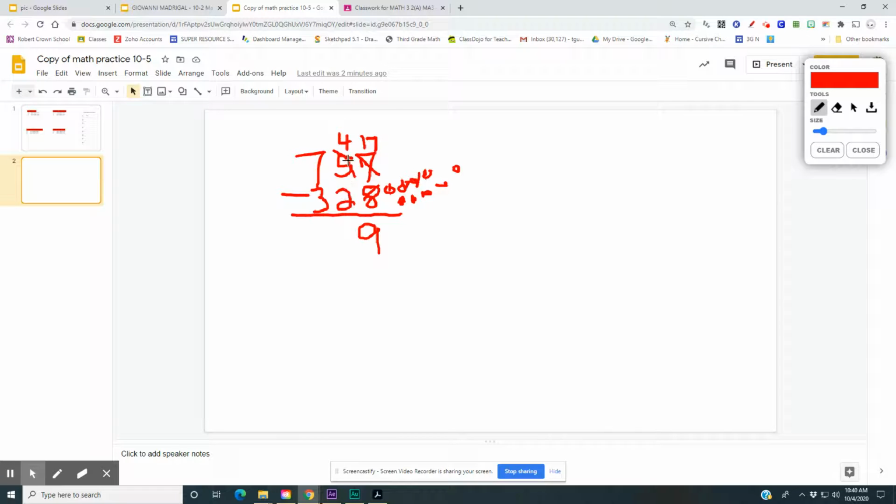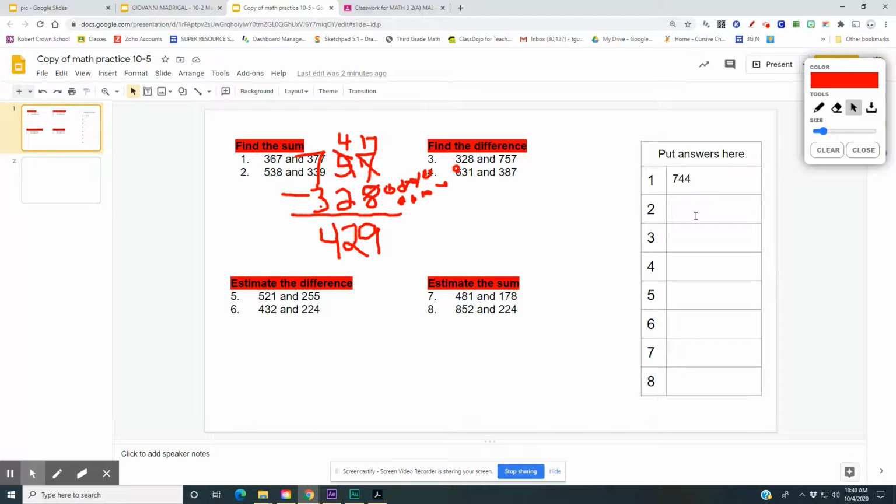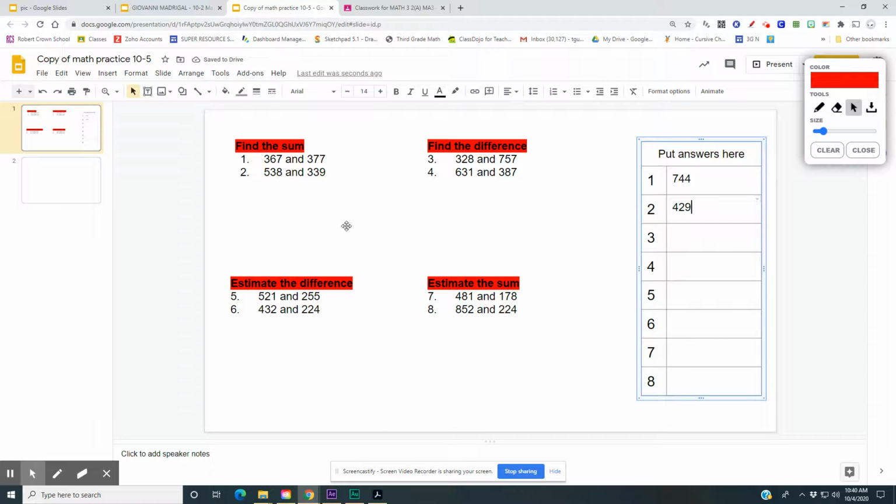Now 4 minus 2. I have the highest number already at the top, so 4 minus 2 is 2. And then 7 minus 3 is 4. So my answer is 429. So I go back, I click in number 2, and I type 429. You always want to make sure you do your work on another piece of paper so you can work through the problem and prove your answer. Actually, that is not for number 2. It is number 3. So number 3, 429. You're doing number 2 on your own, and I'd like you to do number 4 on your own.